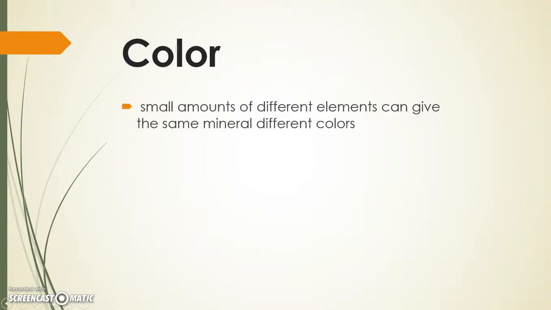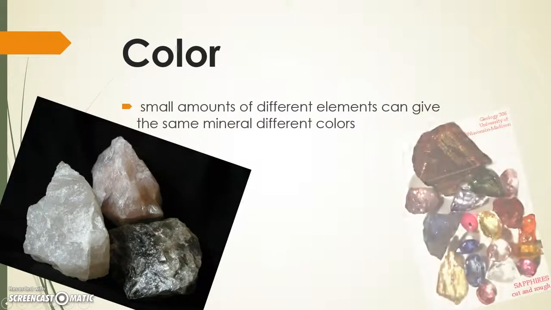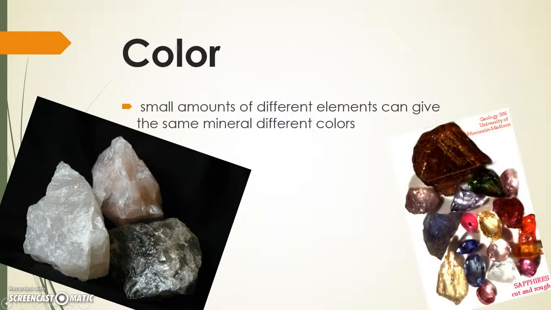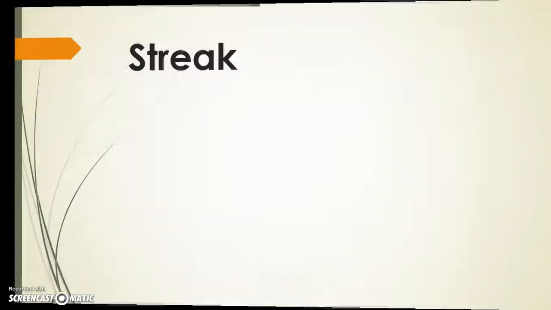And color is actually not the best property to use to identify a mineral, simply because small amounts of different elements can give the same mineral different colors. So for example, quartz can be more than one color. All of these that you see here in this image, all of these are sapphires. Not all sapphires are blue. So just because it's one color does not mean that it's a sapphire or a diamond. You can have pink diamonds, blue diamonds. You can even have chocolate colored diamonds. So color is really not the best property to use, but it is a property available.